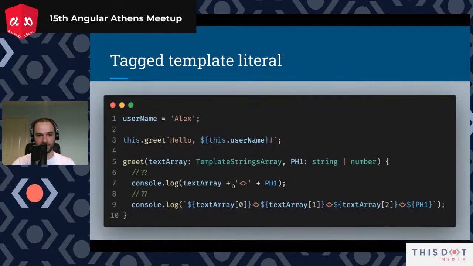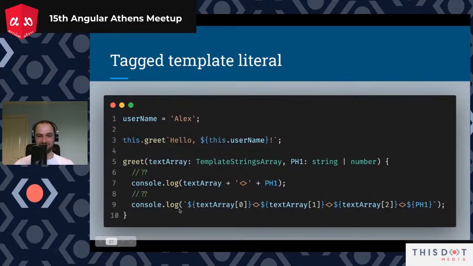So quick quiz, and if you can, please write into the comments, and then we'll have a look after to see who's right. So I've got my username here, Alex. This is the function greet, which is the same function as here, and here is the implementation of it. So I've got a text array, which is my array of all the string bits, and then I've got this ph1, which is the first argument. So please think and write in the comments what you think this would output, this console log of text array plus this, and then the ph1, in this situation.